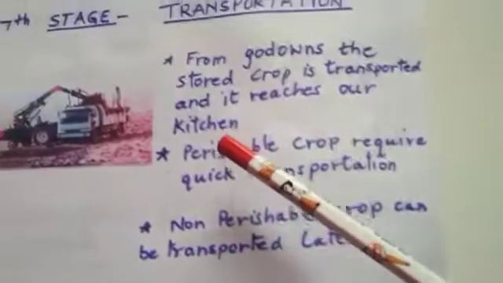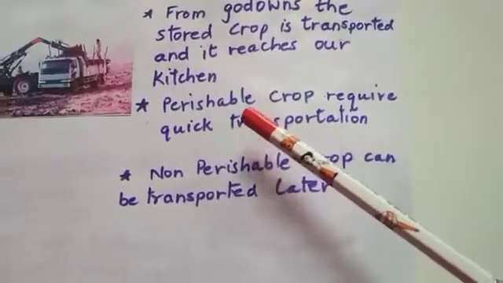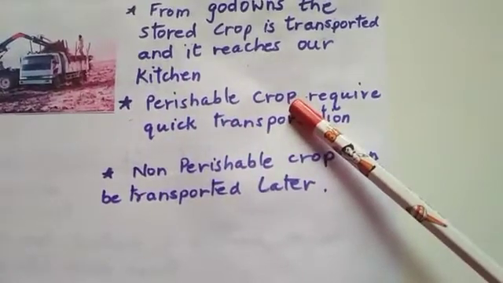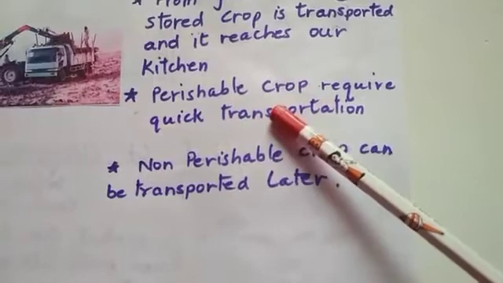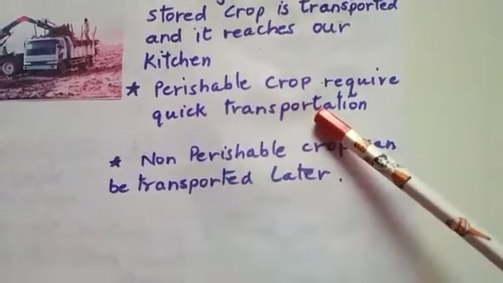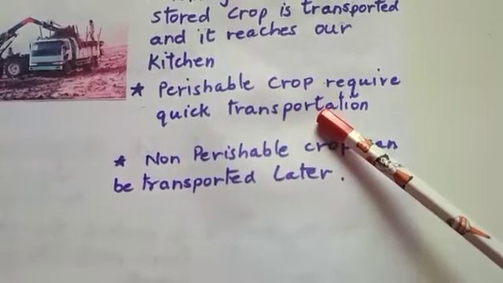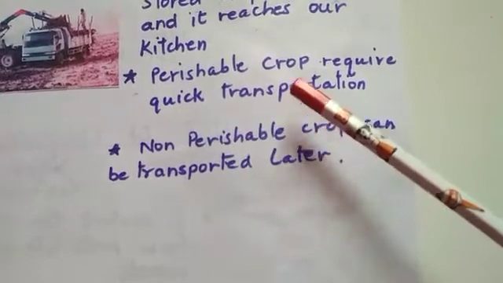Now crops are also divided on the basis of their life. Now perishable crop is one that gets destroyed or gets rotten very fast, like fruits and vegetables. So they require quick transportation. They cannot be stored for a longer time. In fact, they cannot be stored. So they should be transported quickly.